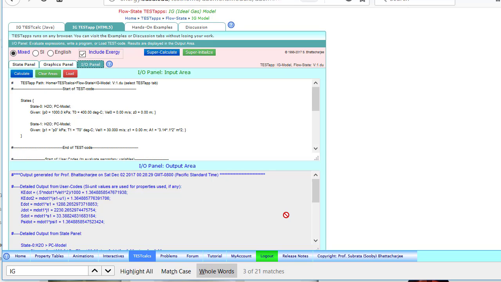So overall, the PC model is much more accurate for steam, because steam isn't an ideal gas. It is something that often goes through phase changes, so the PC model is a much better choice.